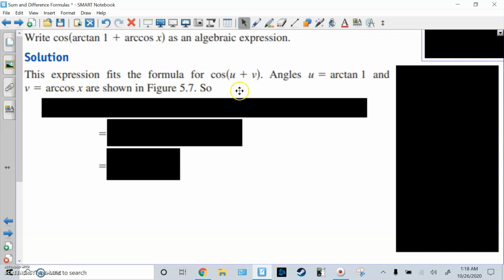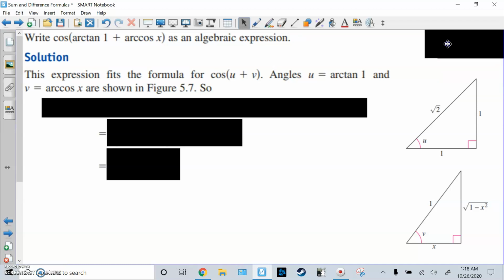And for these, those are not normal angles. We just draw a triangle. Here's both of them. So u is arctangent 1, here's the angle u. It says this is the angle u where the tangent is 1. So that's TOA is 1. That means 1 over 1.